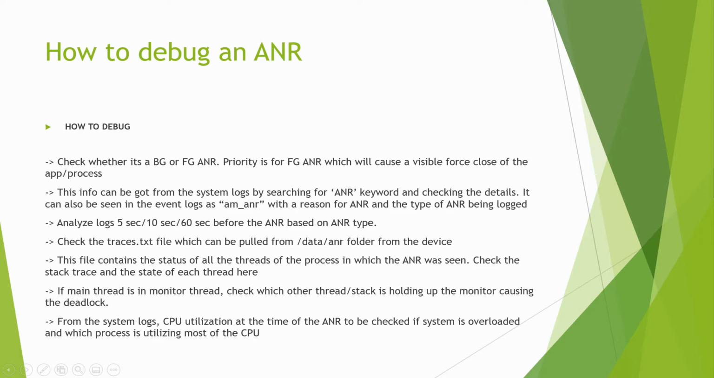In order to know why exactly this ANR has occurred, we have to always analyze logs 5 seconds, 10 seconds, 60 seconds before the ANR occurred. Why exactly has this error been caused? We have to come to the root cause, right? So we have to analyze what happened 5, 10, 60 seconds before the ANR. When we go through those logs, we will get an idea as to why the ANR has occurred.